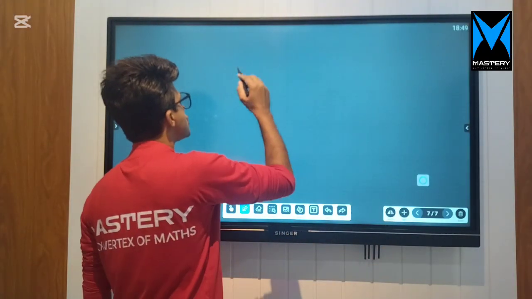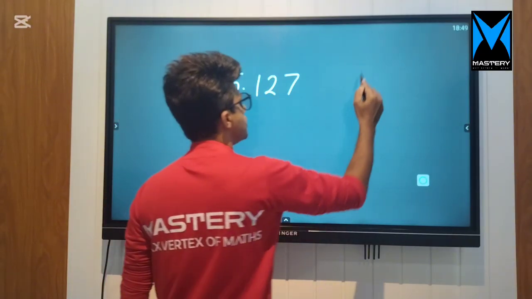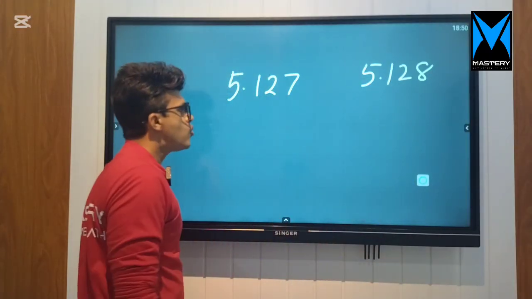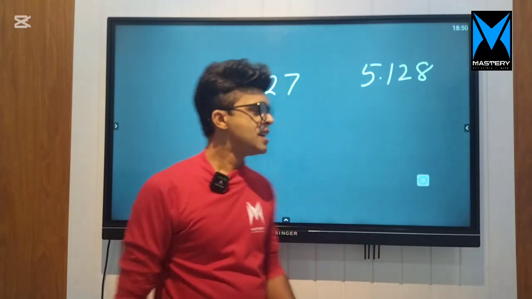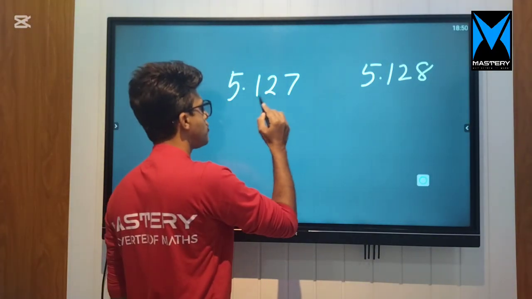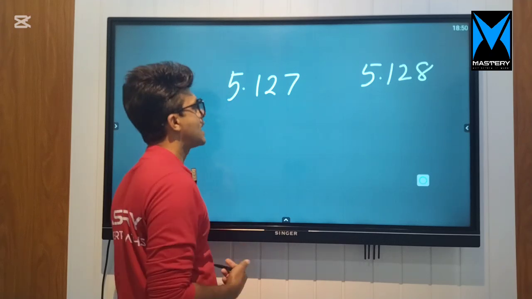Okay, think of this one: 5.127 and 5.128. Now can you imagine the greater digit? This is 5, this is 5. You cannot get an idea. Here 5, here 5, here 1, here 1, here 2, here 2. Now what you need to do, how can you realize this?